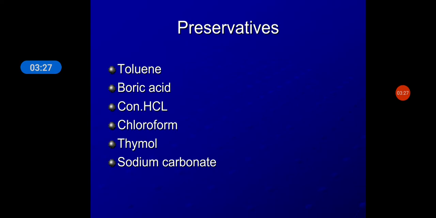Now, what are the preservatives used for urine? You have toluene, boric acid, concentrated hydrochloric acid, chloroform, thymol, and sodium carbonate. These are the general preservatives used for urine preservation. So what you need to know is basically the methods of collection. Then there are two methods of examination: physical examination and chemical examination. So let's see what is physical examination, what is chemical examination. If time permits, I'll finish the entire thing, or else I'll continue chemical examination later.